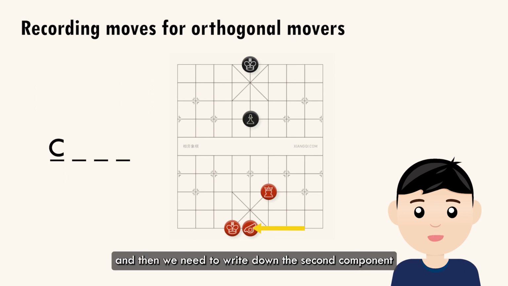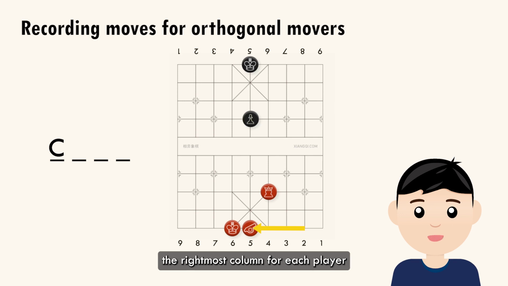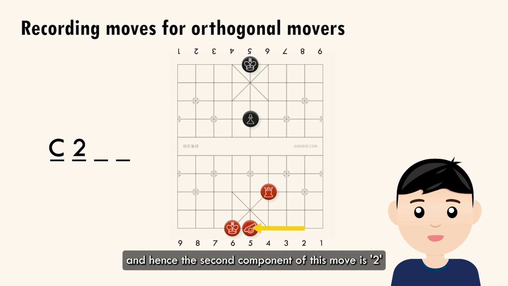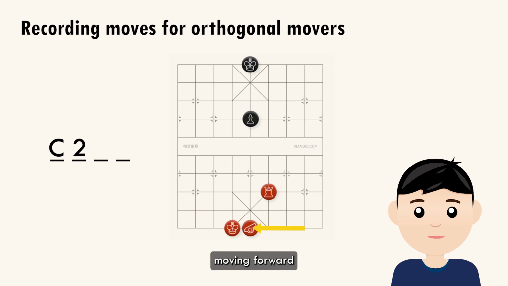And then, we need to write down the second component, the original column of the piece. From what we discussed in the prerequisites, the rightmost column for each player is labeled as column 1. Since we are moving a red piece this time, the original column of the cannon is 2, as seen from the perspective of the red player. And hence, the second component of this move is 2. The third component is the direction of the movement. There are 3 kinds of movements for orthogonal movers: moving forward, moving backward, and moving horizontally.